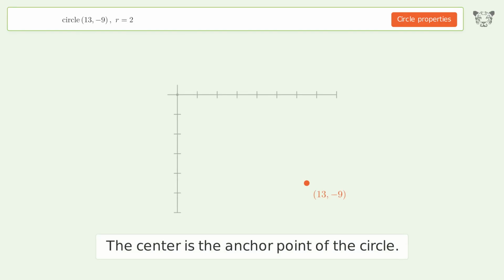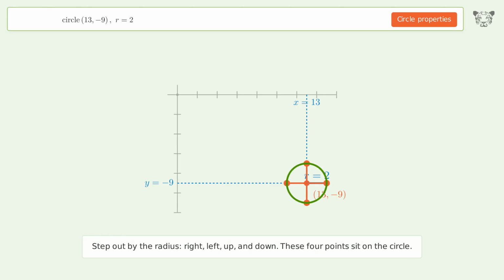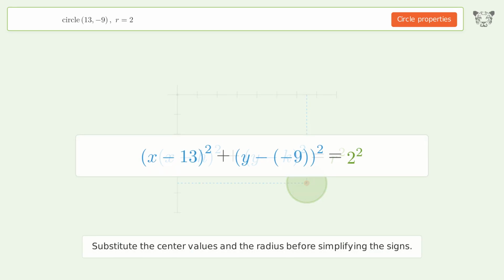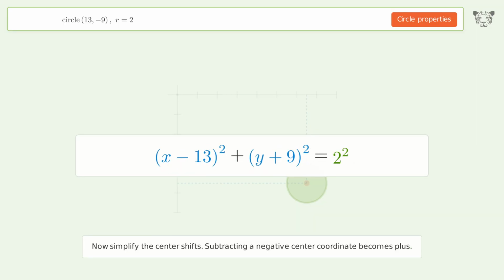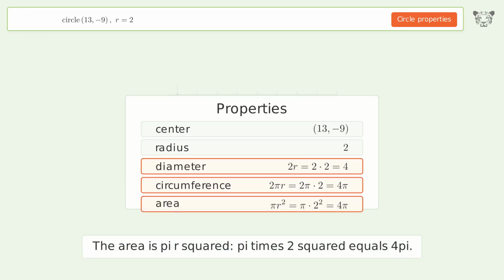Let's graph and find the properties of a circle centered at x equals 13 and y equals -9, with radius 2. The center is the anchor point of the circle. The center is at x equals 13, y equals -9.